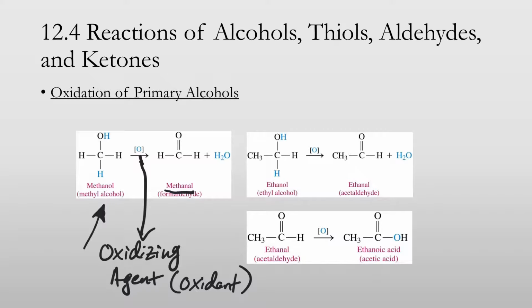All right. Now, this says primary alcohols. Methanol is not primary, so we're not going to count it as that, but it makes formaldehyde. And this is actually what happens in your body if you were to drink methanol. Your body digests it, metabolizes it, to form formaldehyde.